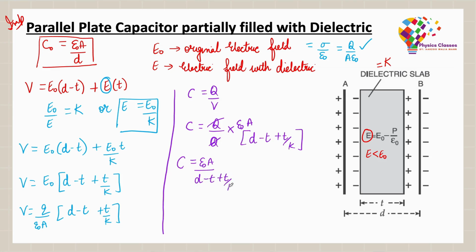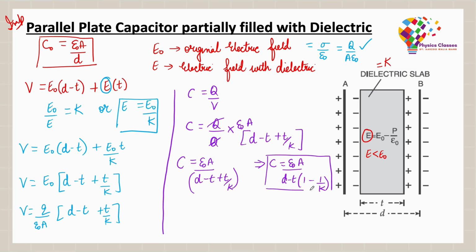If you want to simplify this further, you can take D minus T common, so C would be equal to epsilon naught A by, if I take D minus T common over here, then I'll be left with 1 minus 1 by K. So you could also write it like this. So this is my final expression.